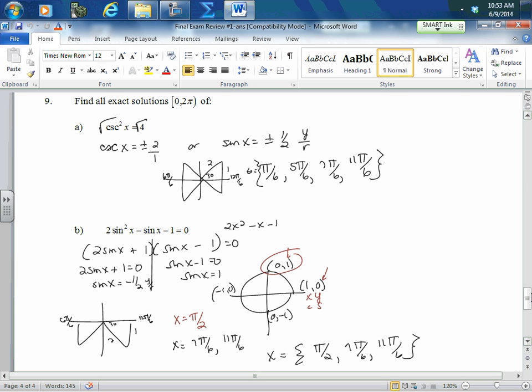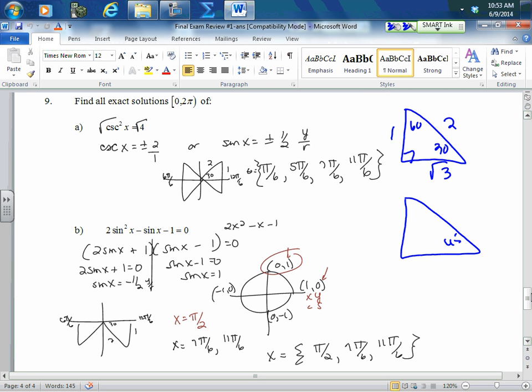Remember your special right triangles. These don't go away. 1, 2, radical 3. And the other one is the 45, 45, 1, 1, radical 2. It's the only 2 I'm going to ask you, besides your quadrant angles. Remember your quadrant angles. Whenever you see the sine or the cosine as 1 or 0, it's a quadrant angle.